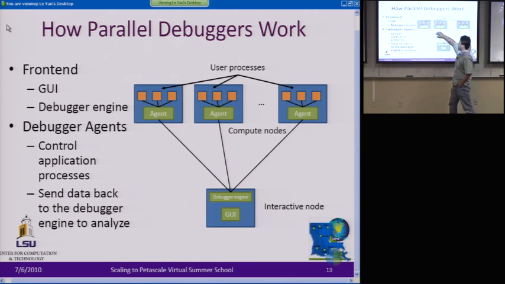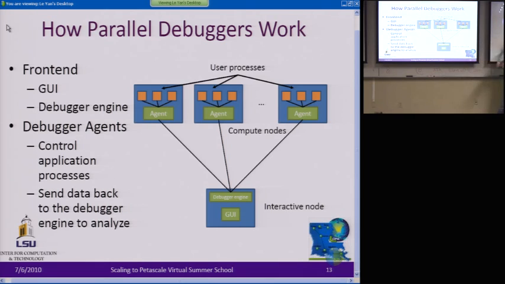Okay, so there are agents running on each compute node to control your application, and it will collect sample data and send it back to the engine to process, and basically it will present the information to the user through the GUI, or some debuggers do not have the GUI, or you can opt to not use it. So this is how a parallel debugger works in general.